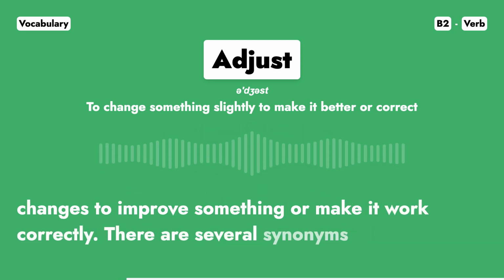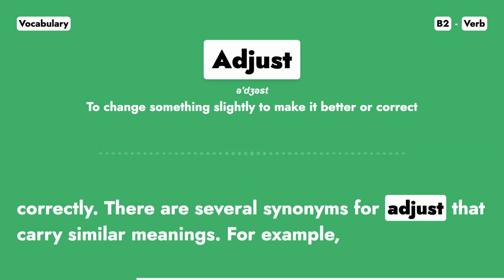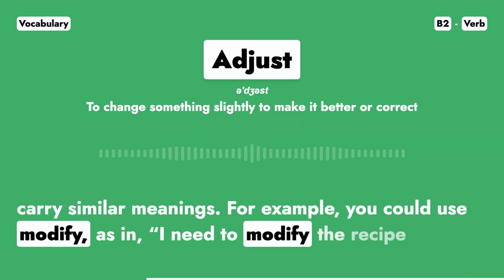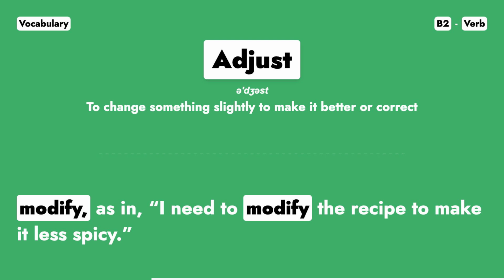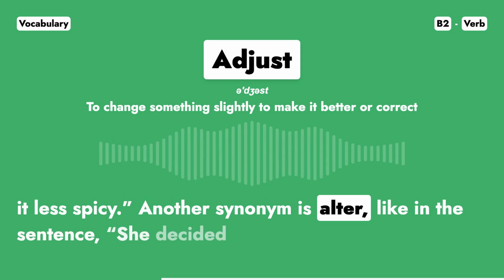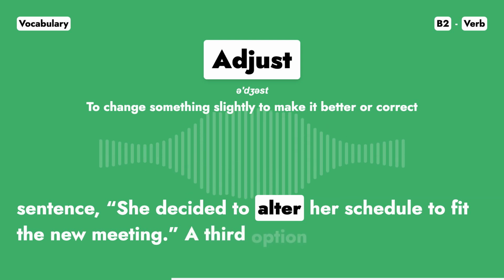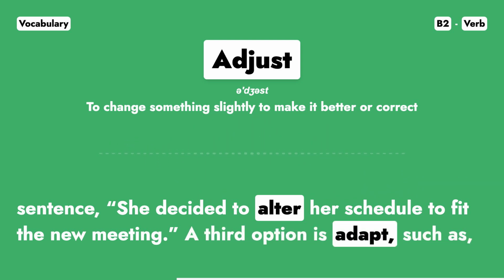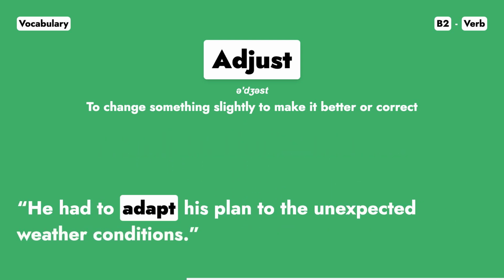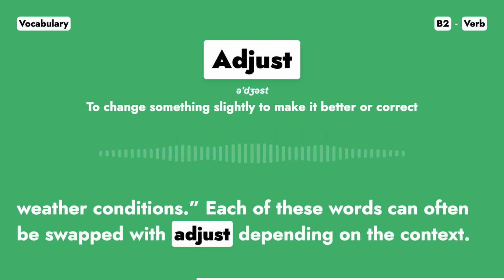There are several synonyms for adjust that carry similar meanings. For example, you could use modify, as in, I need to modify the recipe to make it less spicy. Another synonym is alter, like in the sentence, she decided to alter her schedule to fit the new meeting. A third option is adapt, such as, he had to adapt his plan to the unexpected weather conditions. Each of these words can often be swapped with adjust depending on the context.